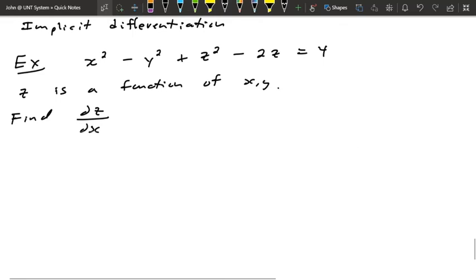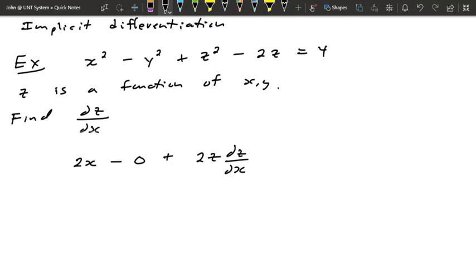What you do is you take both sides of the equation and take the partial derivative with respect to x. So the partial derivative of the left side is going to be 2x minus 0. Okay, so how do you handle z? Well, z is a function of x and y, so we're basically using the chain rule: 2z del z del x minus 2 del z del x.